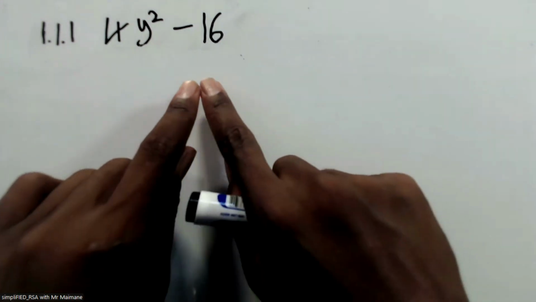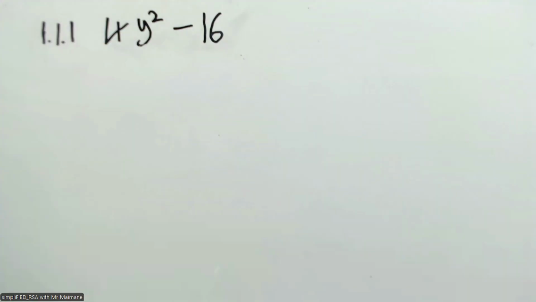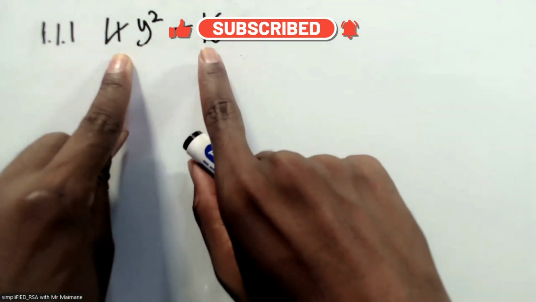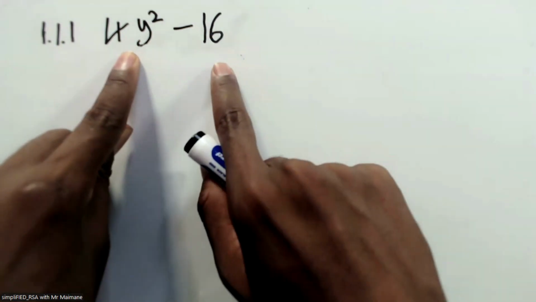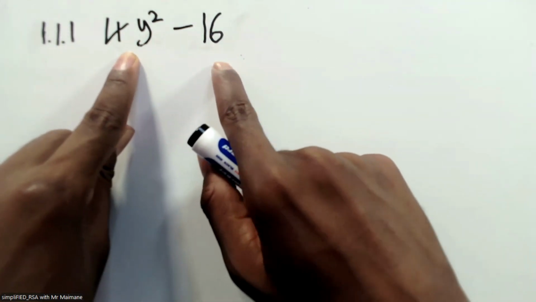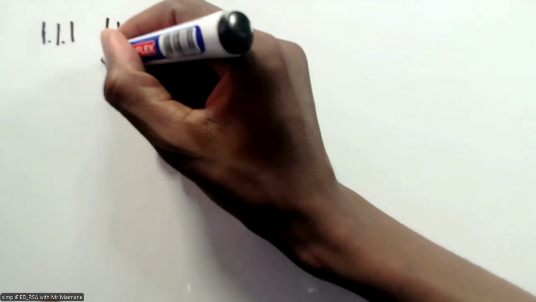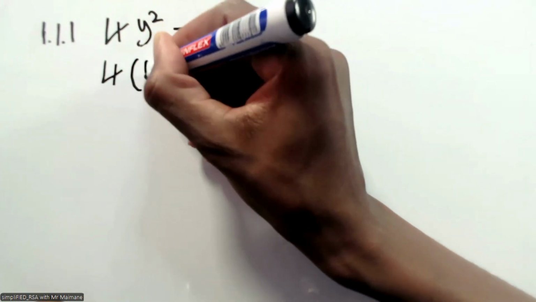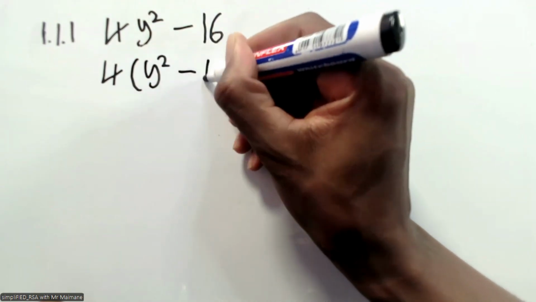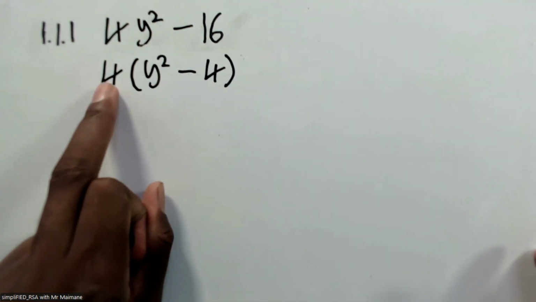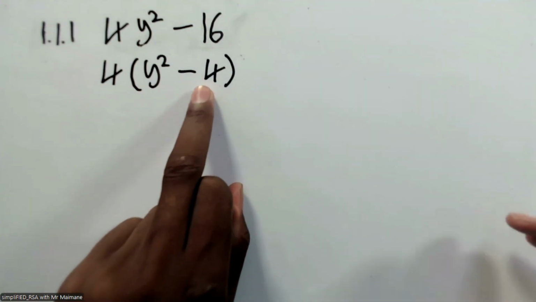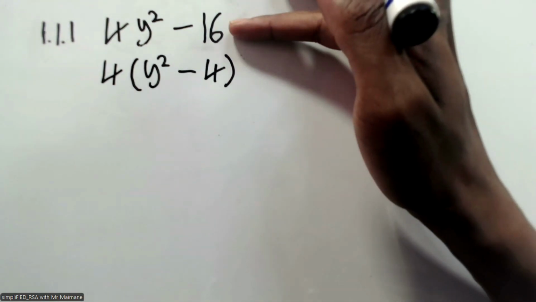So, question 1.1.1, I am required to factorize this expression fully. I can approach this in different ways, but the first common thing that I see is that on the first term and the second term, 4y squared and 16, I can take out a common factor of 4 because 4 is divisible here, 4 is divisible here again. If I take out the common factor of 4, I'm left with y squared minus 4, such that if I multiply this back, I would get the very same as the given expression.